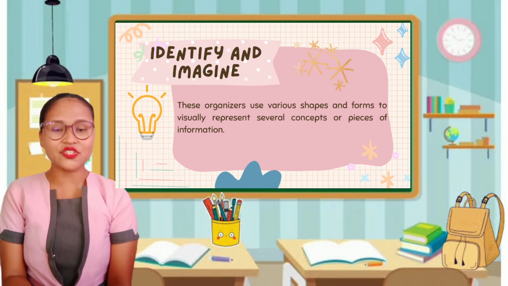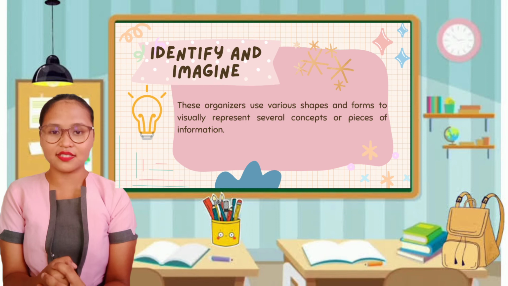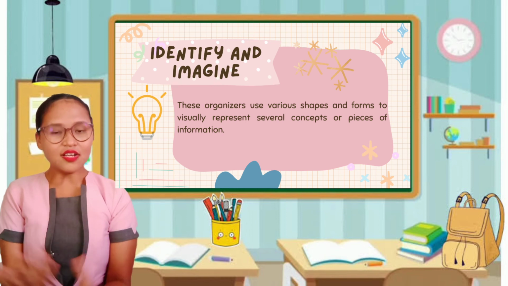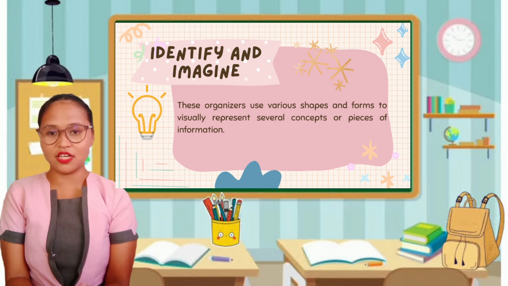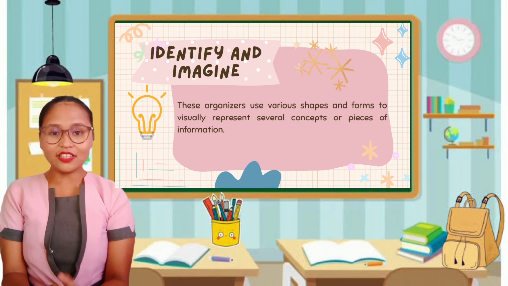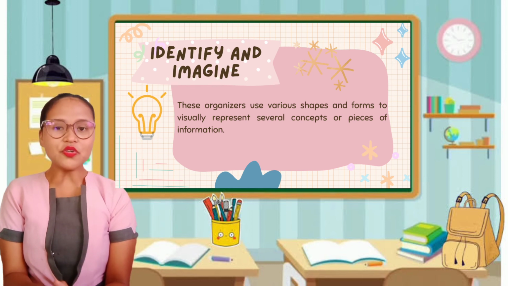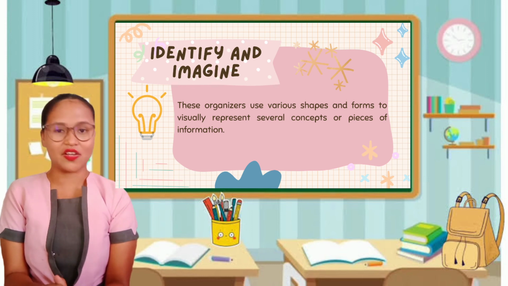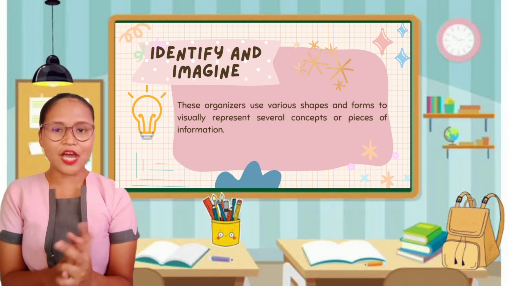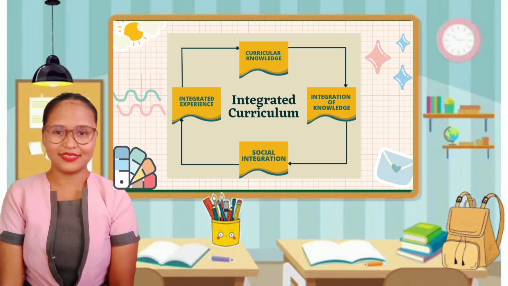Next is the identify and imagine. These organizers use various shapes and forms to visualize and represent several concepts or pieces of information. It allows the students to see connections and analyze relationships among concepts. The most common example of this is a concept map. So here is an example of a concept map about integrated curriculum.